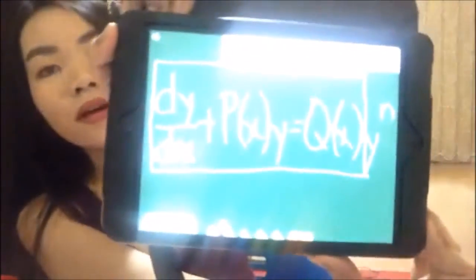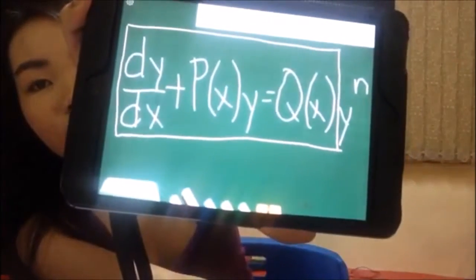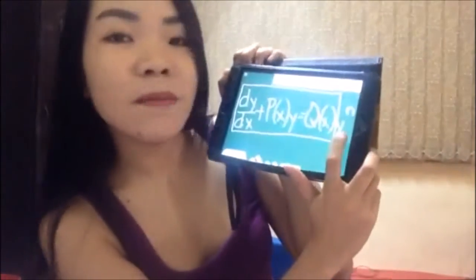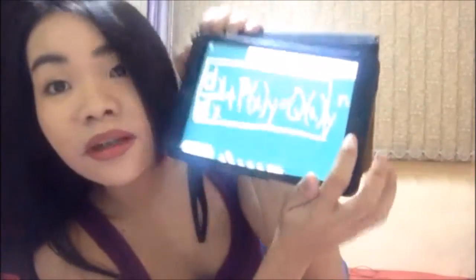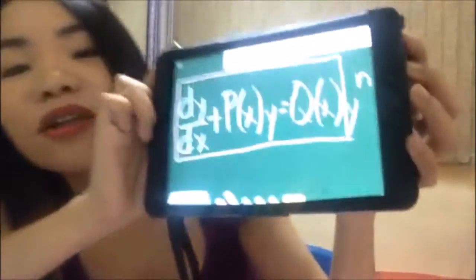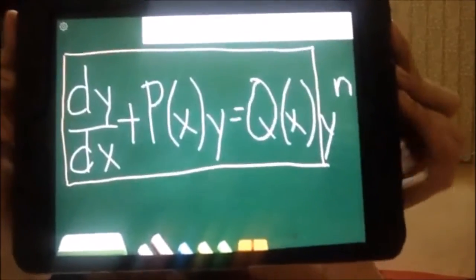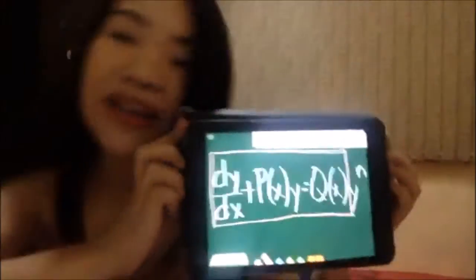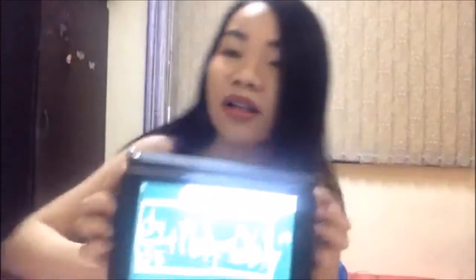This is the linear form: dy over dx plus p function of x times y is equal to q function of x. But the Bernoulli's equation has an extra term, y raised to n. It is an extension of the linear form where we multiply by y with some power, y raised to n, where n should not be equal to 1, otherwise it will be a linear equation.